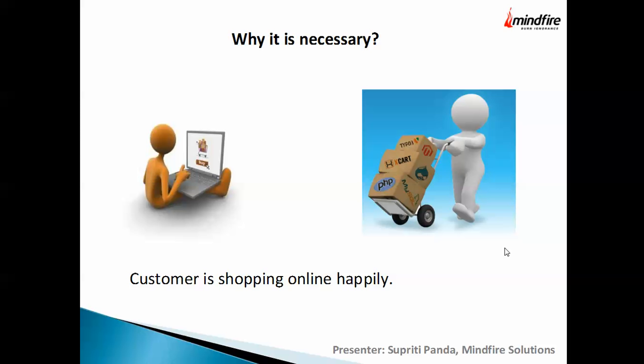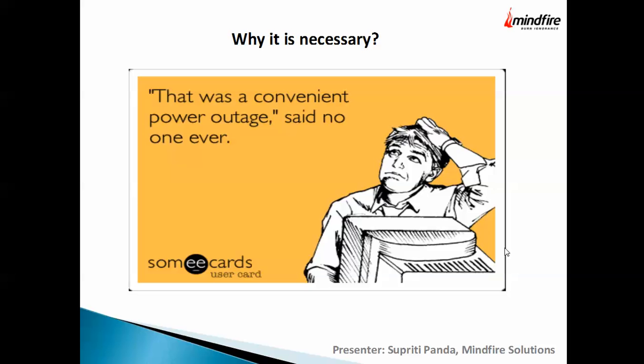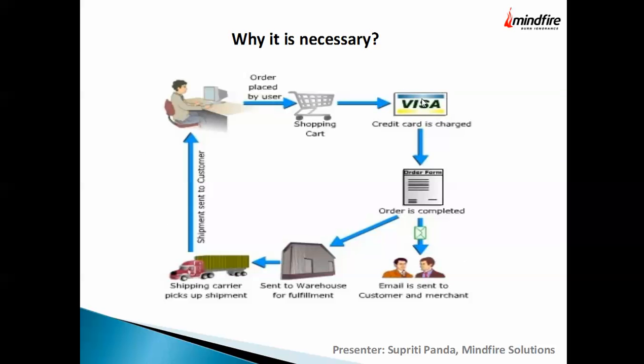Some customers might do it happily, but some customers will have this kind of problem. What happens after processing the credit card? Suddenly a power outage happens, or your machine shuts down for some reason, right? It's unexpected, but it can happen to certain customers. So when the credit card is processed, before the order is completed, the power outage happens.